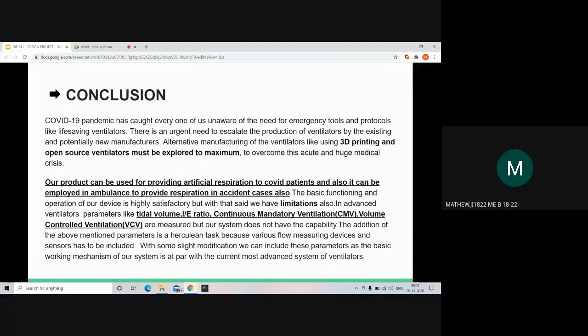But we are confident that with some slight modification, we can include these parameters, as the basic working mechanism of our system is at par with the current most advanced ventilators.